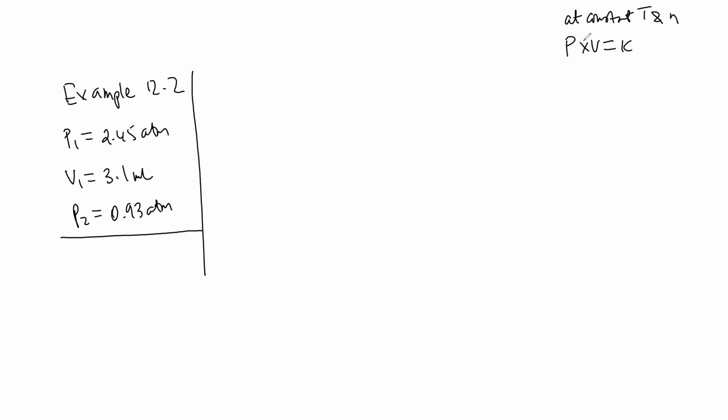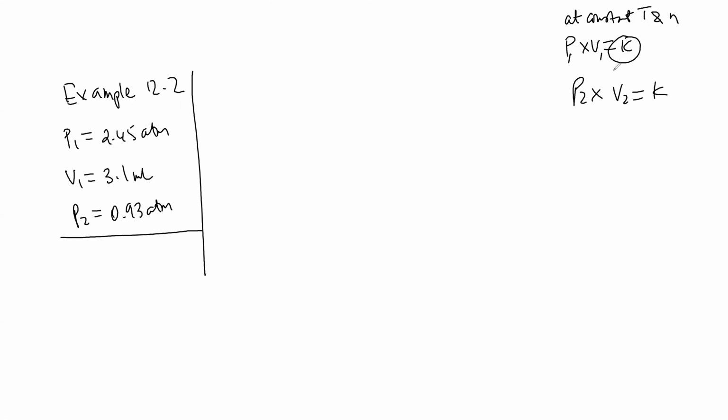Now, when you have P times V is equal to K, let's say this is P1, this is V1, it's equal to this constant. Now, what happens if I increase the pressure? I have some P2. Because the product of the two is the constant, if I increase the pressure, I must decrease the volume to figure out this volume.